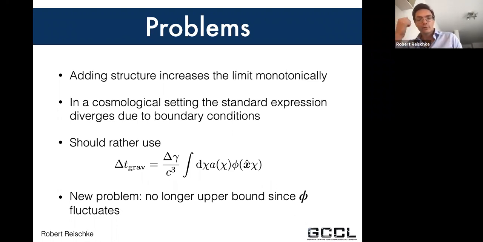So what you should rather use is, you should not work with the absolute potential, but in a cosmological setting, you should work with the perturbed potential, or the perturbations of the potential, which I call phi in this case.